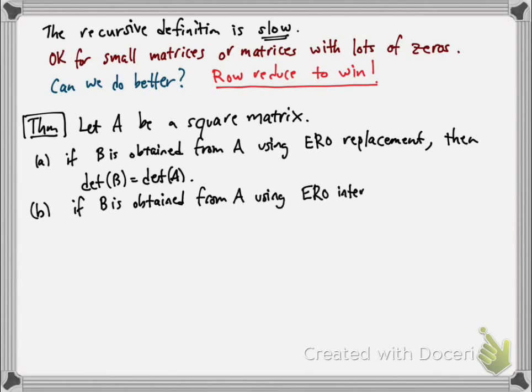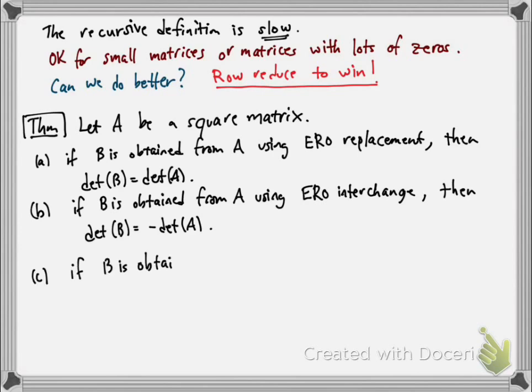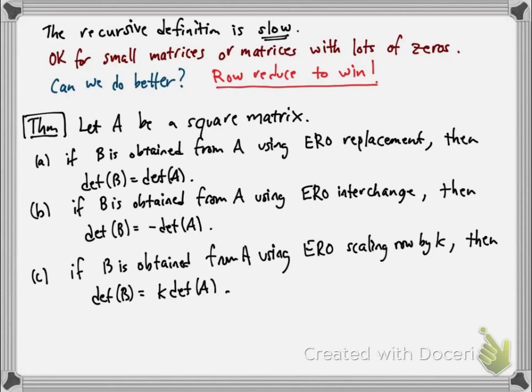If you obtain a matrix B from A using interchange, that's where you swap two rows, then the determinant of B is minus 1 times the determinant of A. So you just pick up a minus sign. And C, if B is obtained from A using the elementary row operation of scaling by some scalar k, then the determinant of B changes by the same scaling factor of k.